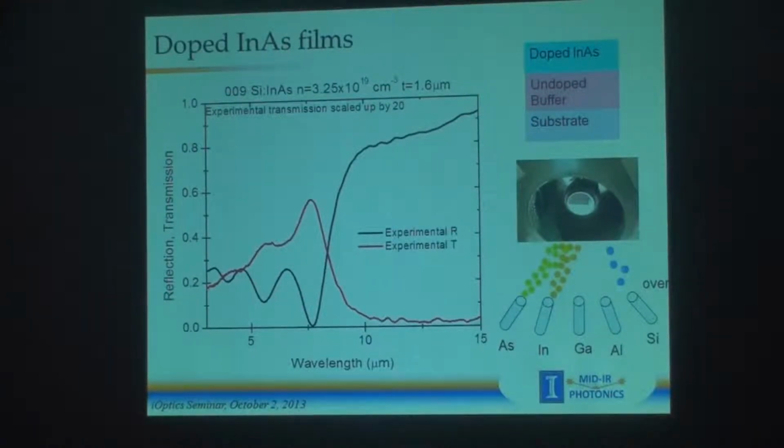So this is an indium arsenide structure. It's doped 3 × 10¹⁹, which is actually quite high. We grow this by molecular beam epitaxy in my lab.